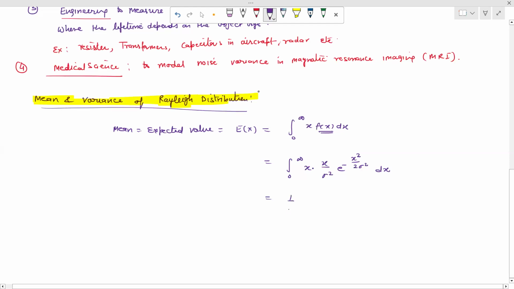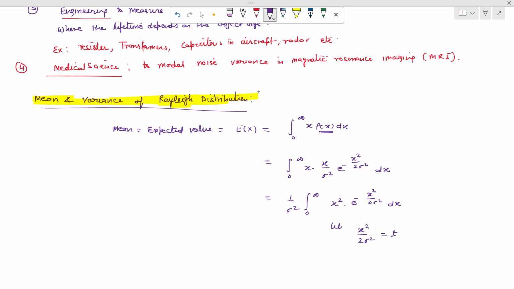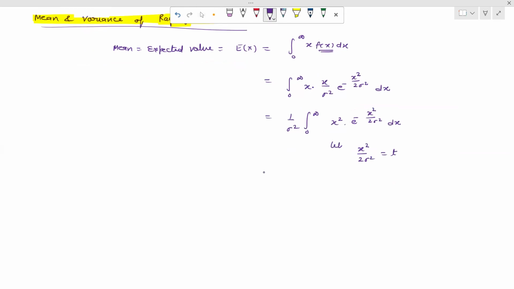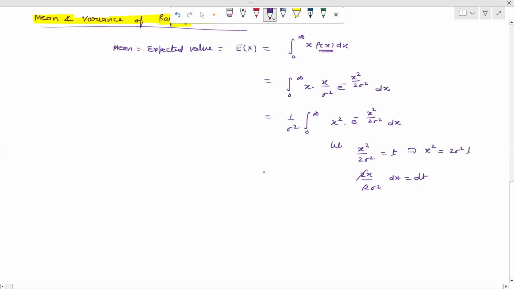For integrating, we take 1 upon sigma square outside the integration. This gives us x square into e raised to the power minus x square upon 2 sigma square into dx. So we use the substitution. Let x square upon 2 sigma square be equal to t. Then 2x upon 2 sigma square, the 2s cancel, into dx is equal to dt. The value of x square is 2 sigma square into t.